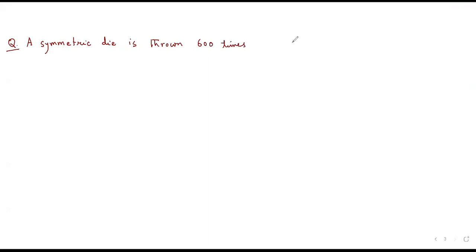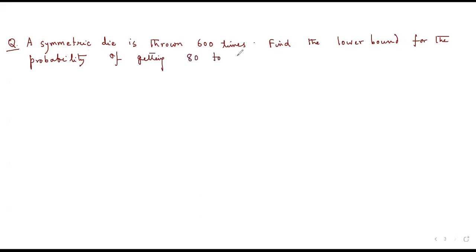So now I'm giving you this problem. A symmetric die is thrown 600 times. Find the lower bound for the probability of getting 80 to 126 sixes. Okay, this is the problem.